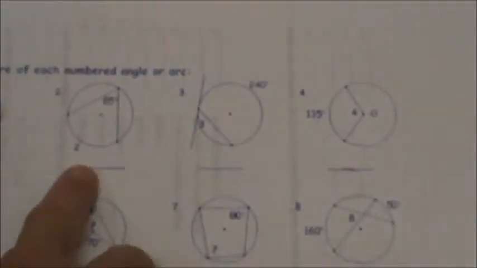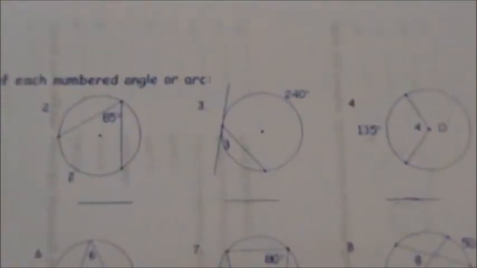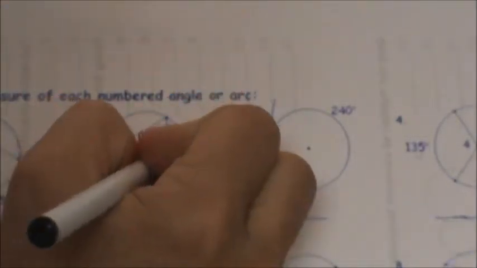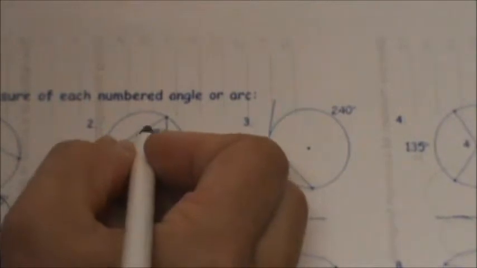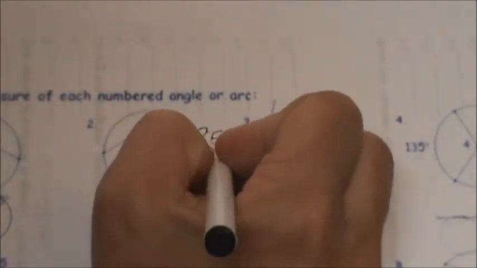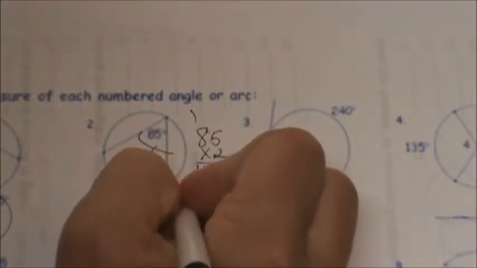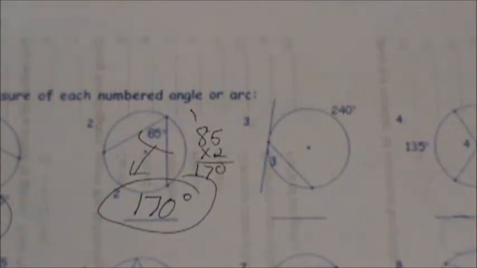Okay, let's look at the second one here. The second one is also inscribed, but we're working the opposite way. We're given the angle is 85. So to work from angle out to the arc, we're going to double it. So multiply it times 2. And that's 170. So 170 degrees is number 2.